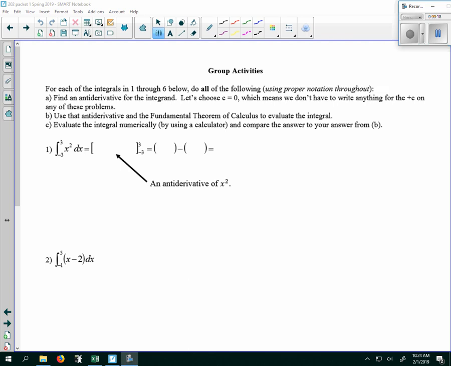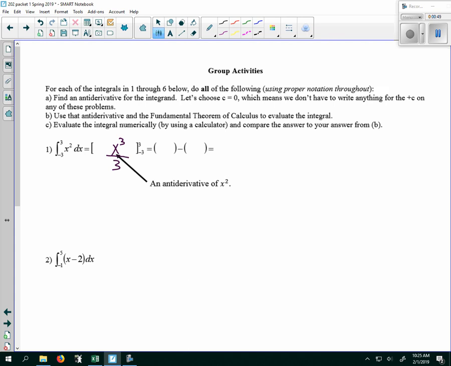Okay, so the integral from -3 to 3 of x squared dx. So the first thing I need to figure out is an antiderivative of x squared, a function whose derivative is x squared. So the exponent has to go up by 1, which makes it 3. And then you have to divide by the new exponent. So we can do a quick check by taking the derivative of what we got here.